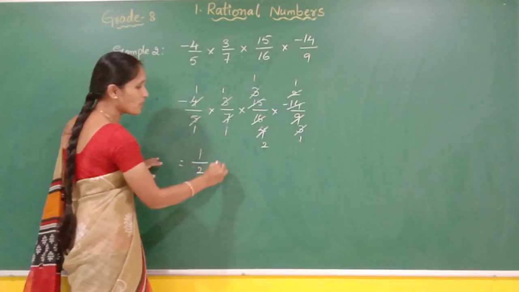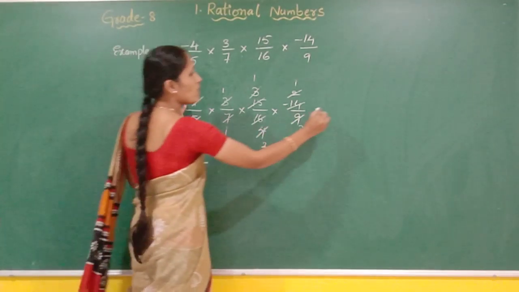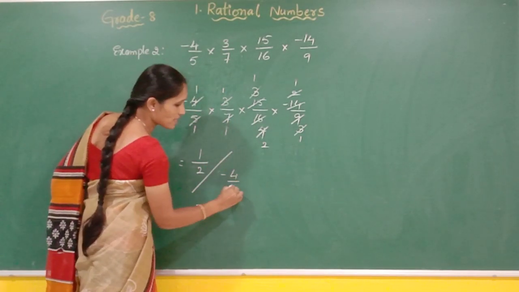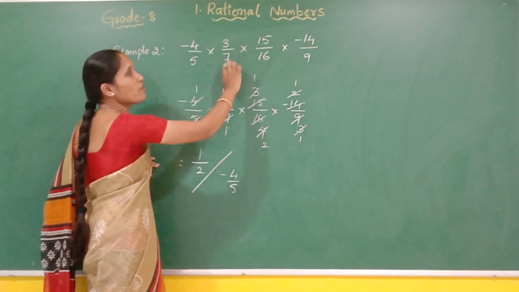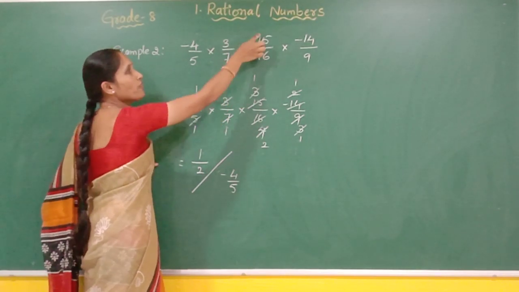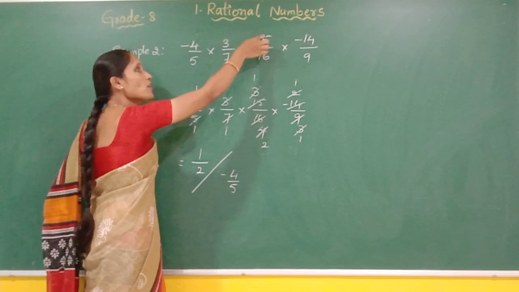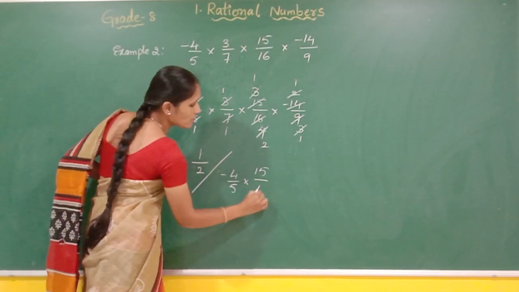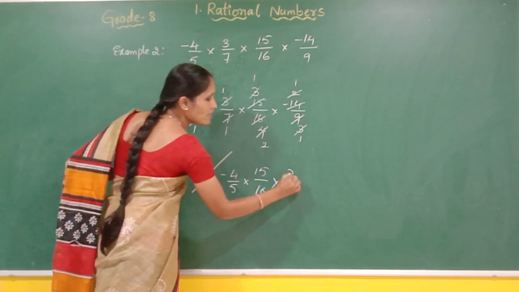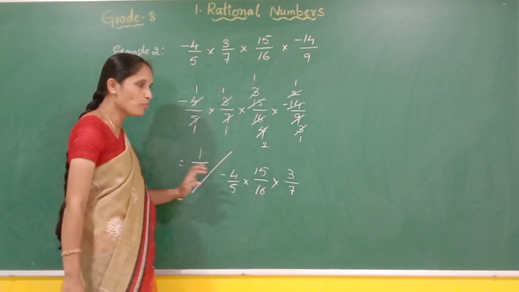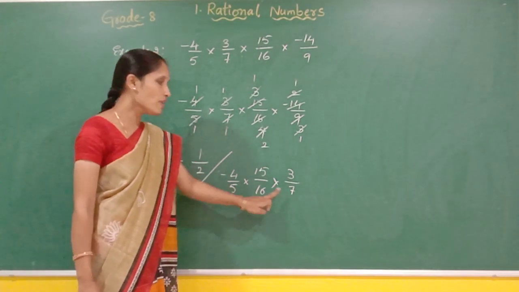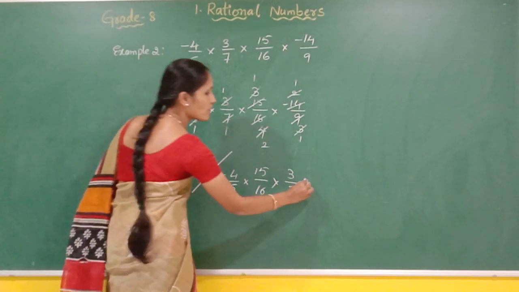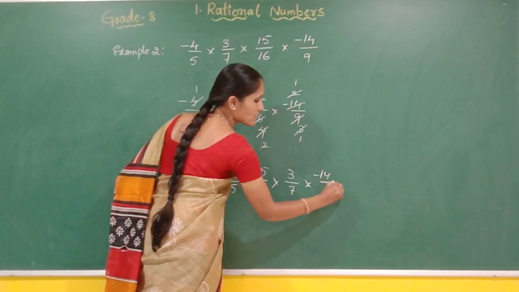That's why observe the other method. The first number stays as minus 4 by 5. Interchange these two numbers: in place of 3 by 7 into 15 by 16, I am writing 15 by 16 into 3 by 7. According to the commutative property with respect to multiplication, we can interchange these two numbers. A into B is equal to B into A. Then into minus 14 by 9.